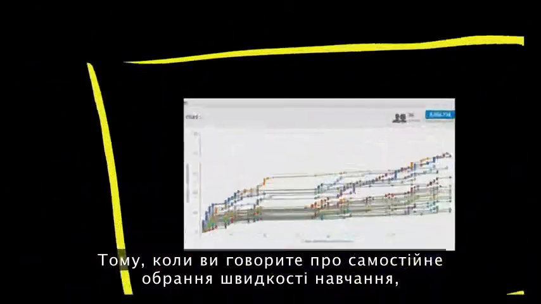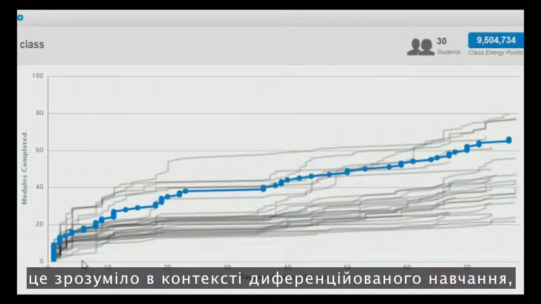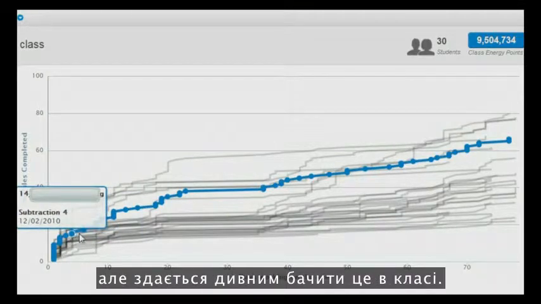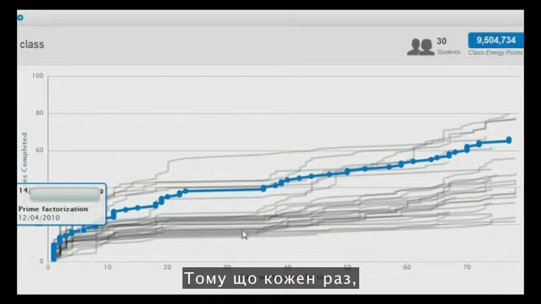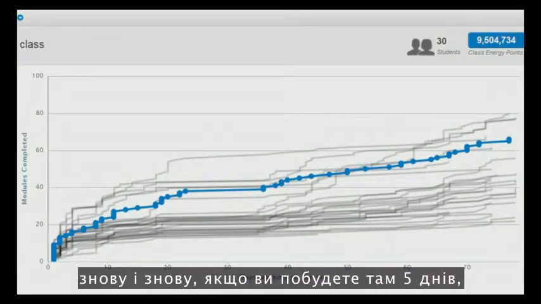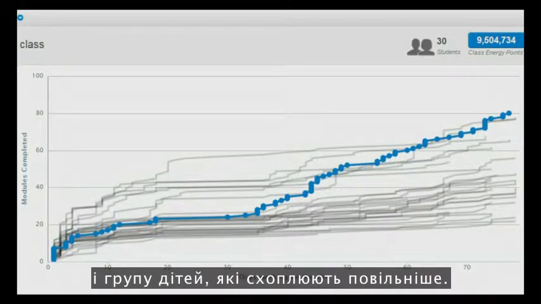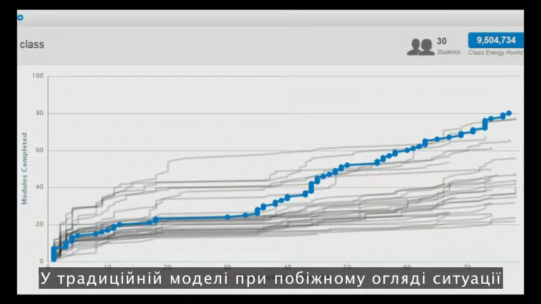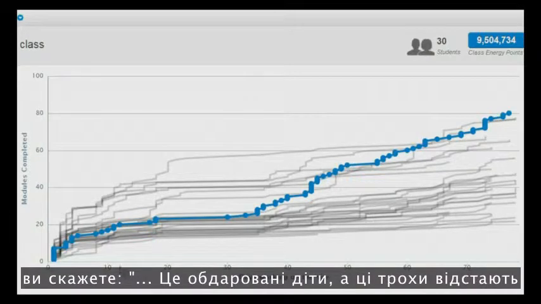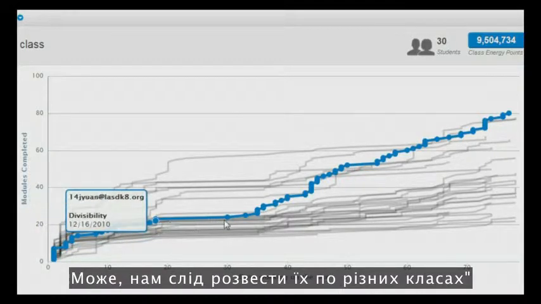So, when you talk about self-paced learning, it makes sense for everyone. In education speak, differentiated learning. But it's kind of crazy what happens when you actually see it in a classroom. Because every time we've done this, in every classroom, over and over again, if you go 5 days into it, there's a group of kids who've raced ahead, and there's a group of kids who are a little bit slower. And in a traditional model, if you did a snapshot assessment, you'd say, oh, these are the gifted kids, these are the slow kids. Maybe they should be tracked differently. Maybe we should put them in different classes.